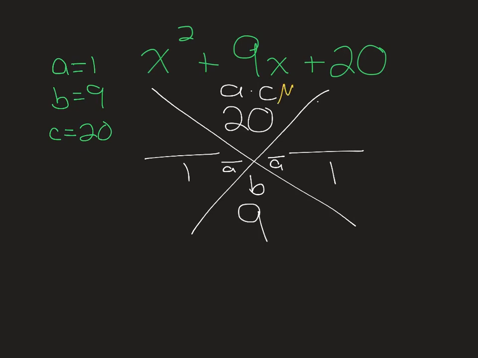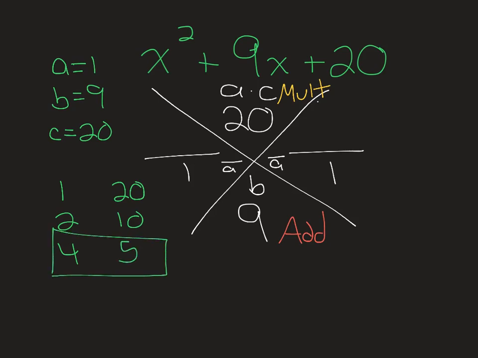So we want to multiply to the top because you had to multiply A and C to get that. And we want to add to the bottom. So typically I would do the same thing that I've already done. I would list out my factors of 20. 1 times 20, 2 times 10, 4 times 5. And I would test them all, which we just did. So to save some time, we know it's got to be 4 and 5. So those are my numerators.